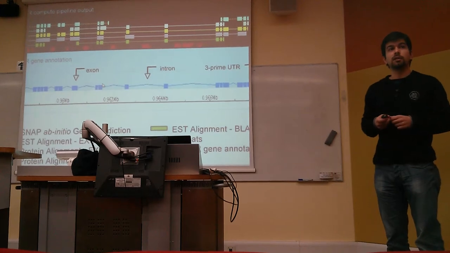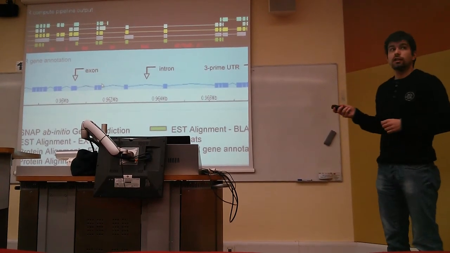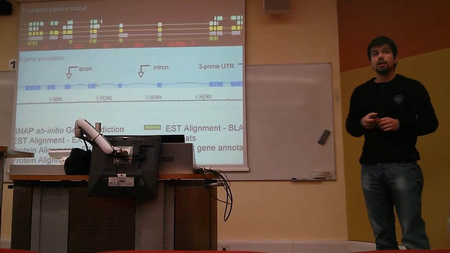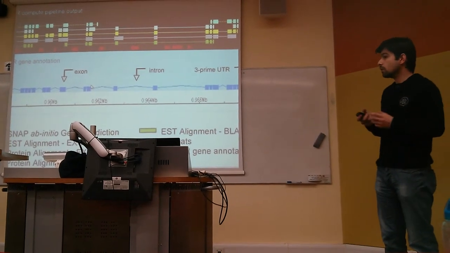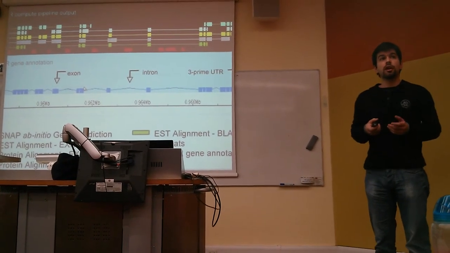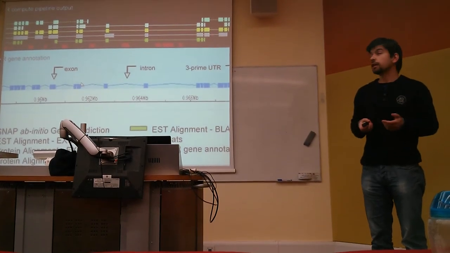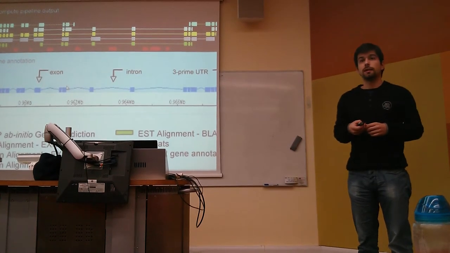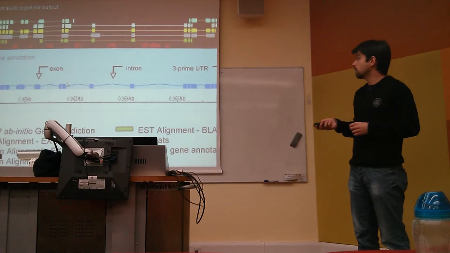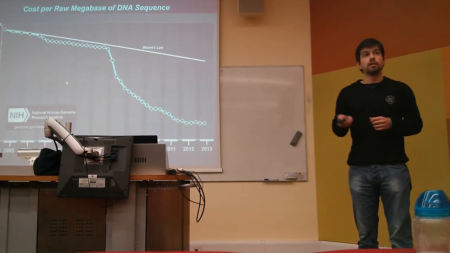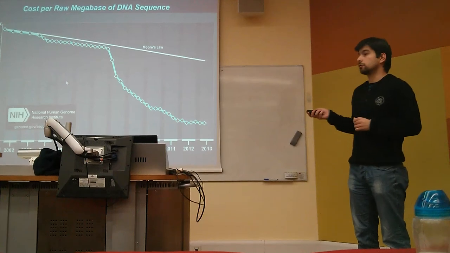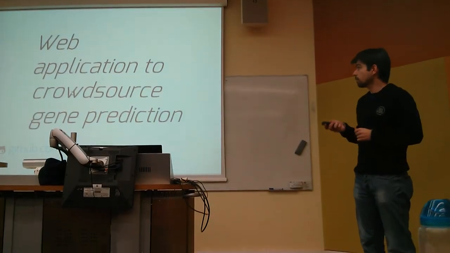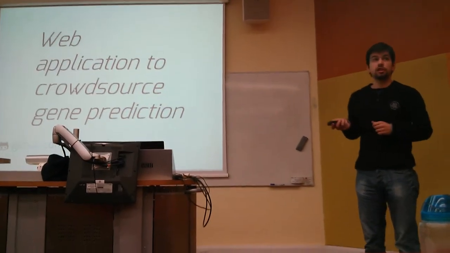So what some pipelines try to do is take into account all the evidence to produce the best gene prediction. The problem is sometimes it's not easy to do for the software. So you end up having to ask a human being to look at the data and at the patterns and try to find out what the correct gene prediction is. The problem is that takes time and it doesn't scale with the amount of genomes that are being sequenced due to the decreasing cost of sequencing. So one solution to this problem might be to build a web application to crowdsource gene prediction.